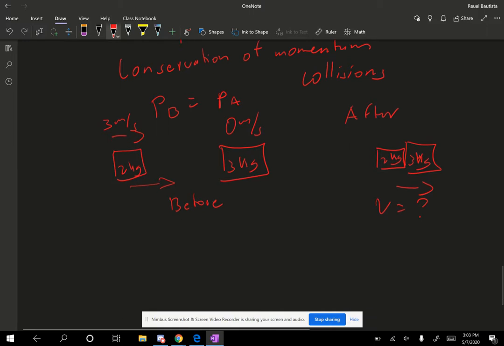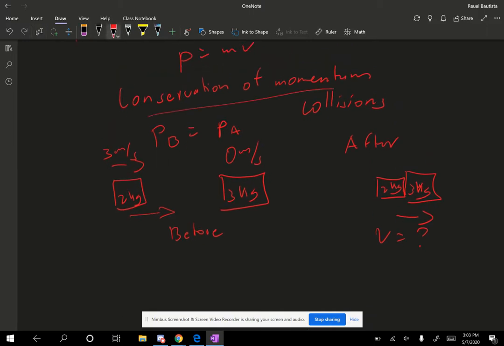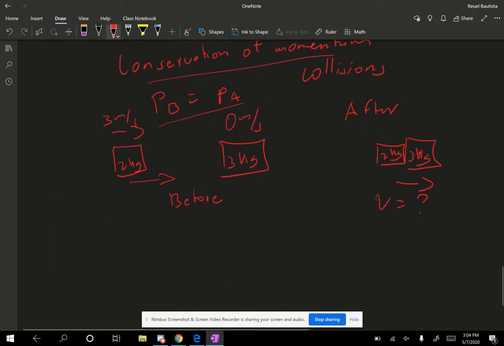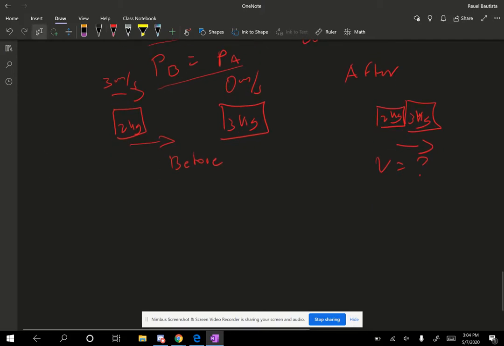Again, this is super important to understand the conservation of momentum. Momentum before and momentum after. And we know momentum is equal to mv. So we're going to do before first. The momentum of the 2 kilogram object is 2 times 3, because the mass is 2, so m is 2, and v is 3. So the momentum of the 2 kilogram object is going to be 6.